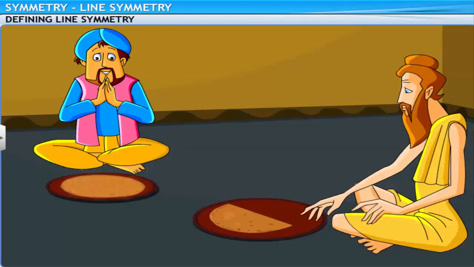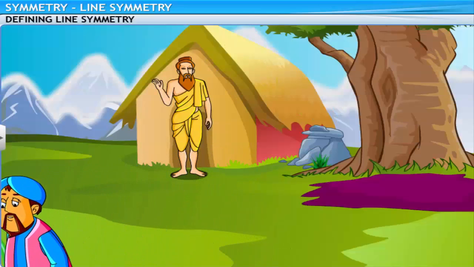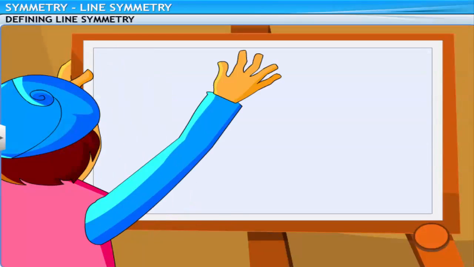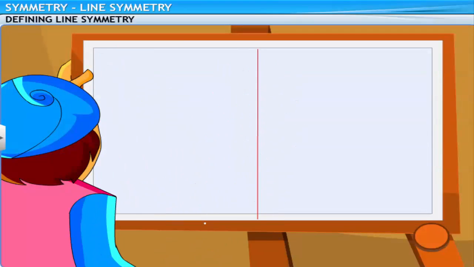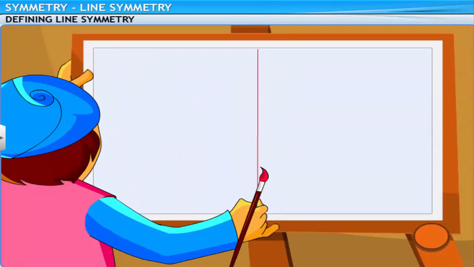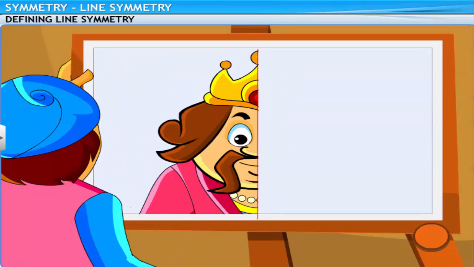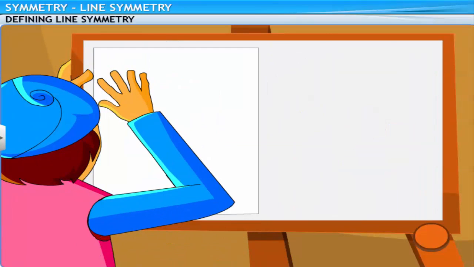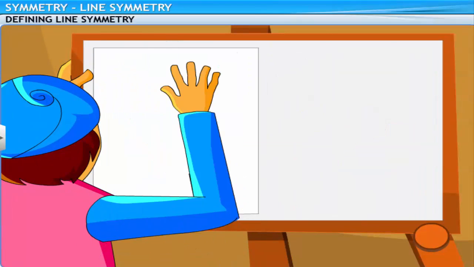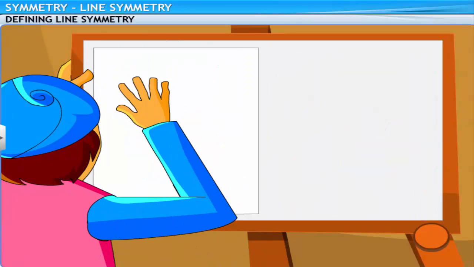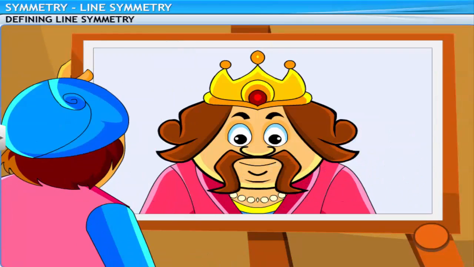He had found the solution to his problem, so he got back to work. The painter took a piece of paper and marked a thin line in its middle. Then, he painted half of the king's face on one side of the line. Next, the painter folded the paper along the thin line and pressed it over the painted part. When he unfolded the paper, he had a picture of the complete face of the king. The parts of the king's face to the left and right of the line in the middle of the paper were now exactly the same.